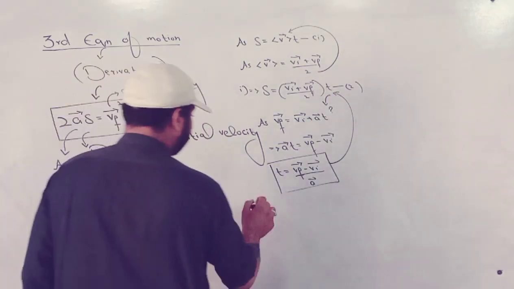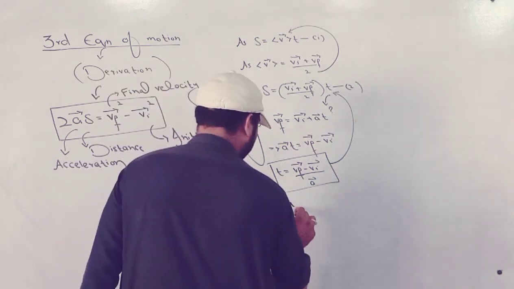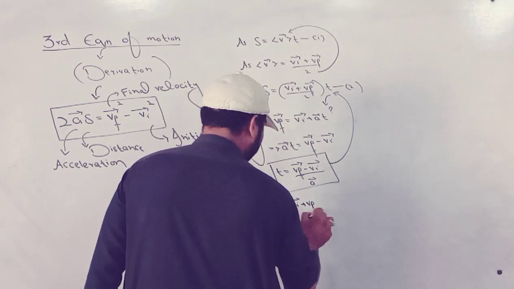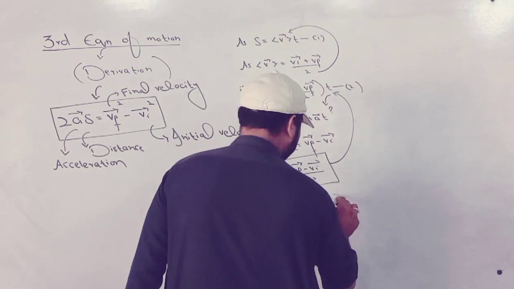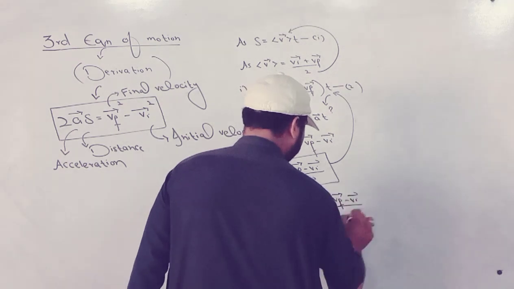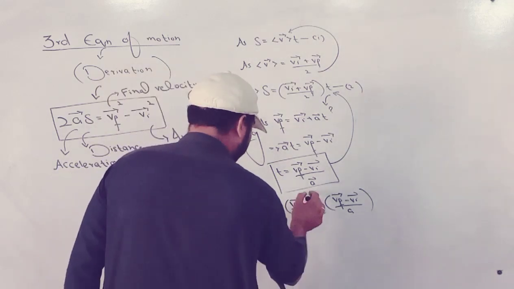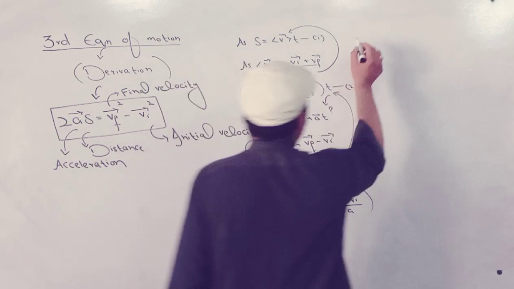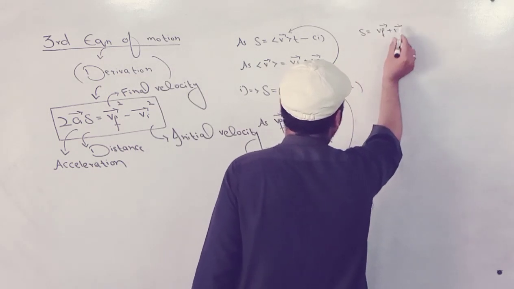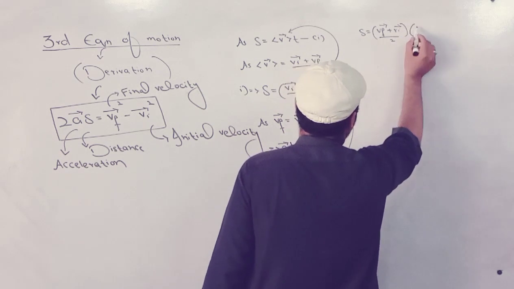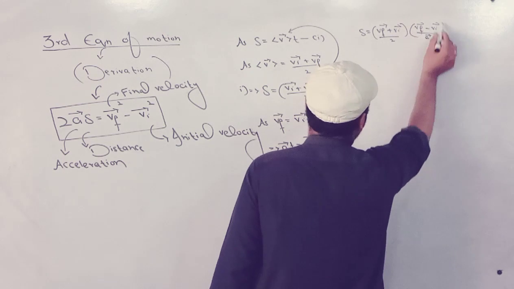So equation number second can be written as s is equal to (Vi plus Vf) divided by 2 and (Vf minus Vi) divided by a. Now we have to rearrange this portion as s is equal to (Vf plus Vi) divided by 2 or (Vf minus Vi) divided by a.